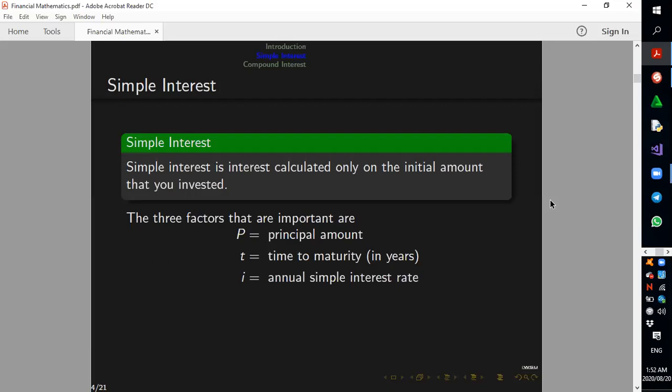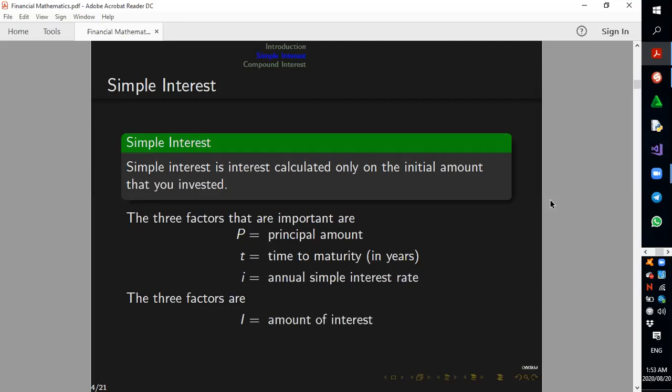And then we've got I, which is the simple interest rate. Now remember, the I is normally observed on an annual basis. So we observe the interest rate on an annual basis. So we've got three factors. So these three factors will give us the following.